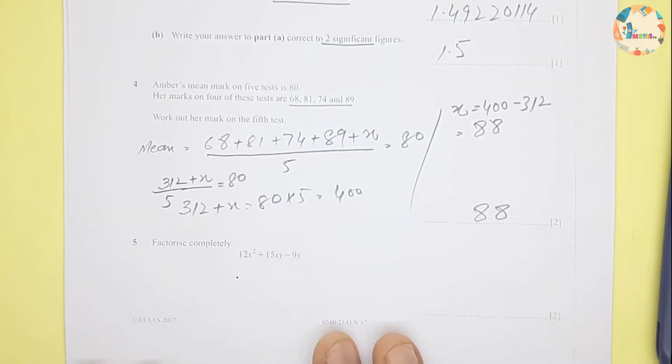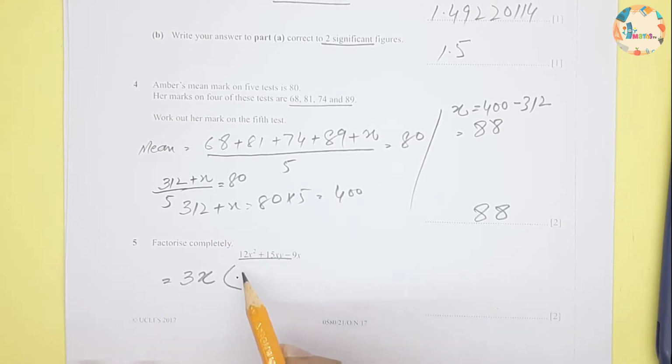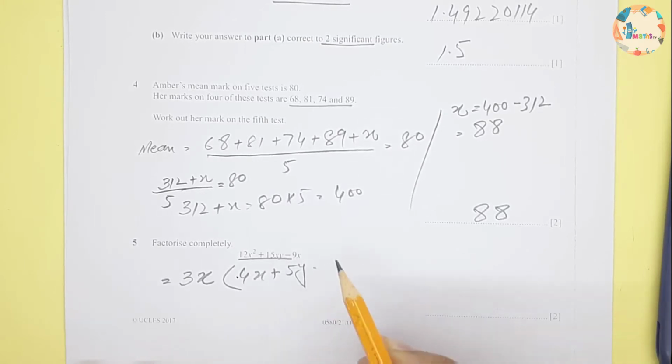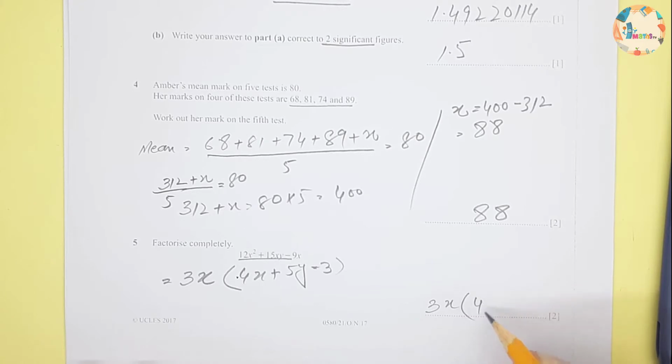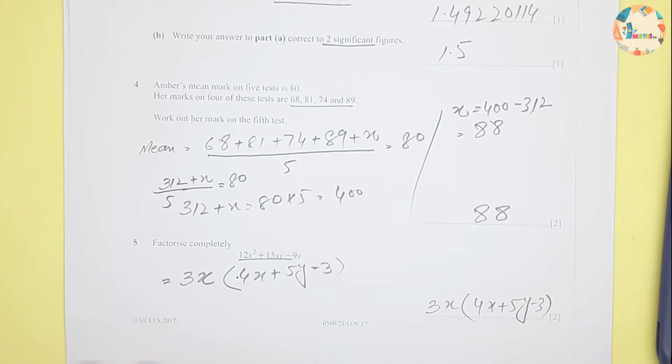Question number 5. Factorize completely, algebraic expression is provided. We'll have to factorize. We'll have to take the maximum common factor. Maximum we can take 3 and x common, and inside will be 4x plus 5y minus 3. This will be the remaining part. So the answer will be 3x times 4x plus 5y minus 3. This will be our answer.